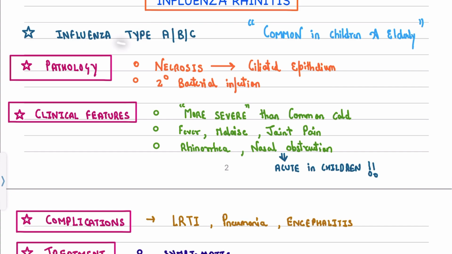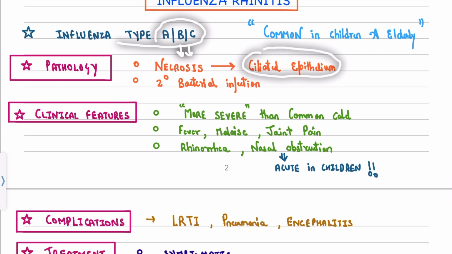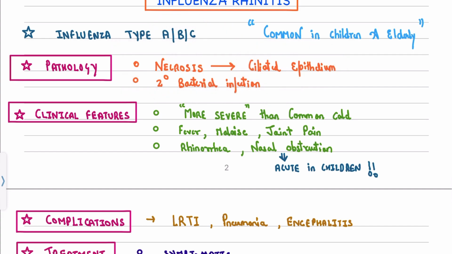Influenza viruses type A, B, and C cause extensive necrosis, especially of the ciliated epithelium. Therefore, if there are not going to be any cilia in the nasal cavity, there would be an increased chance of secondary bacterial infection. So the most dangerous thing in influenza rhinitis is secondary bacterial infection only.